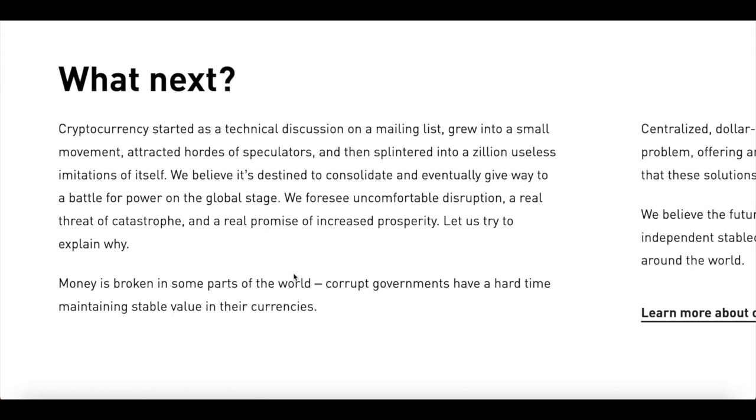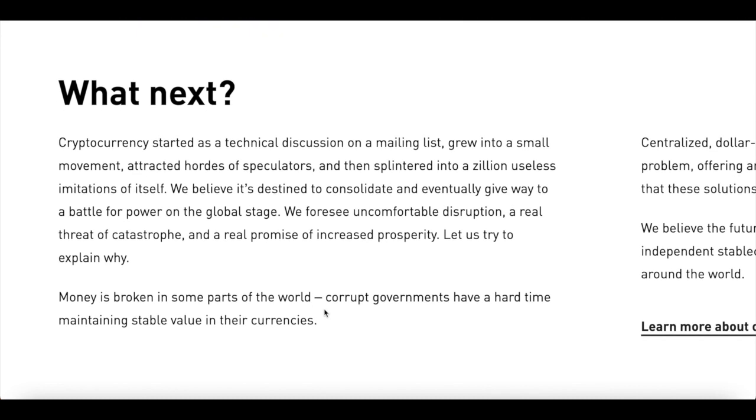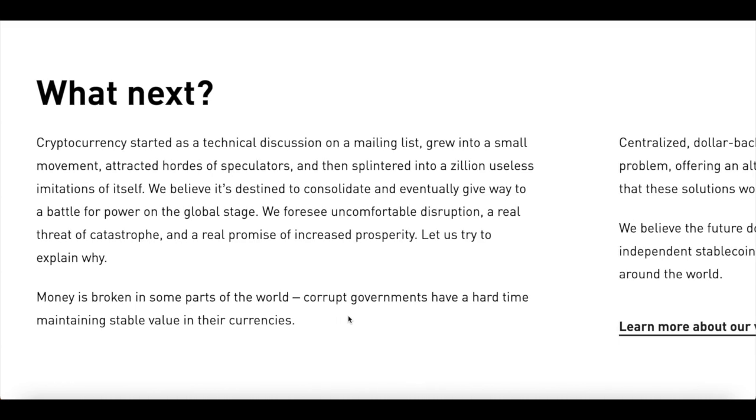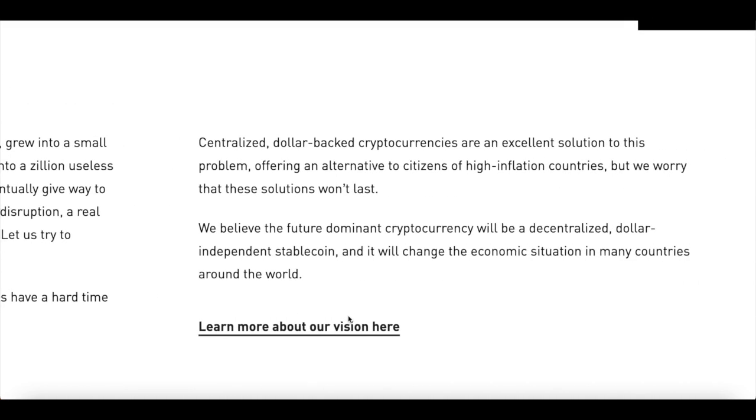Money is broken in some parts of the world. Corrupted governments have a hard time maintaining stable value in their currency. And this is true. Money is broken. And one of the things that they can't control is necessarily the internet and cryptocurrencies. So a lot of people in countries that struggle to maintain the value of their currency are actually turning to cryptocurrency as a support system.